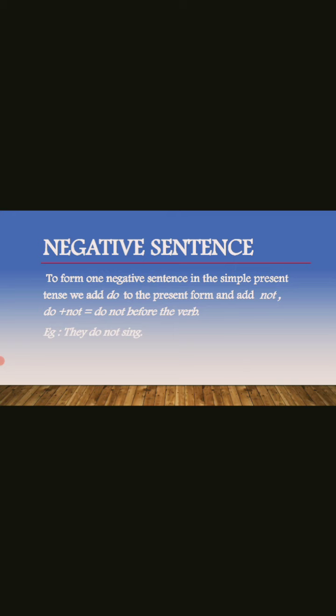Now we will understand the negative sentence. To form a negative sentence in simple present tense, we add do to the present form and add not, do not before the verb. For example, they do not sing. Or we can shorten do not by don't.